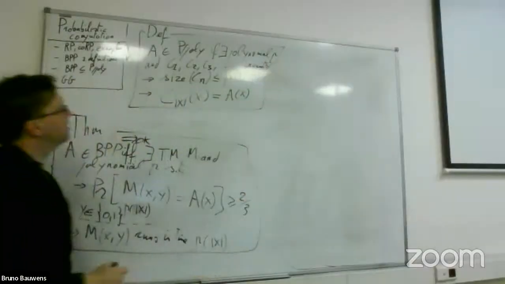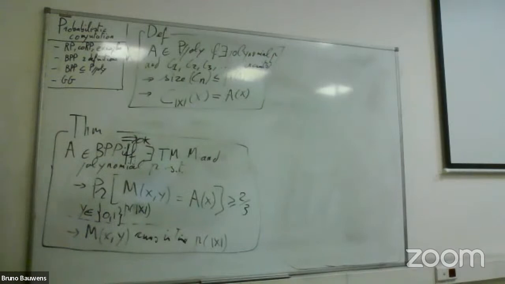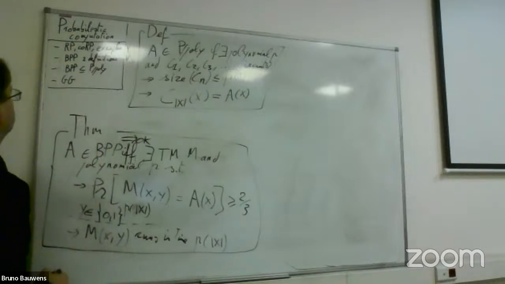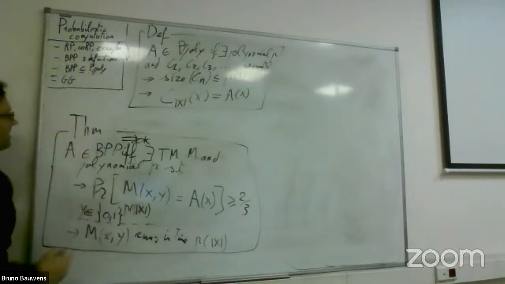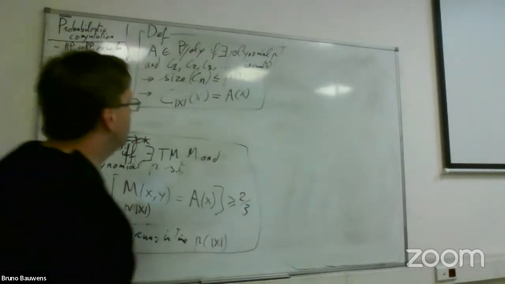Am I forgetting something? These are circuits. Okay. So, I forgot about error reduction. That's why the lecture goes so fast. Okay. Yes, I'm sorry. I need another theorem.